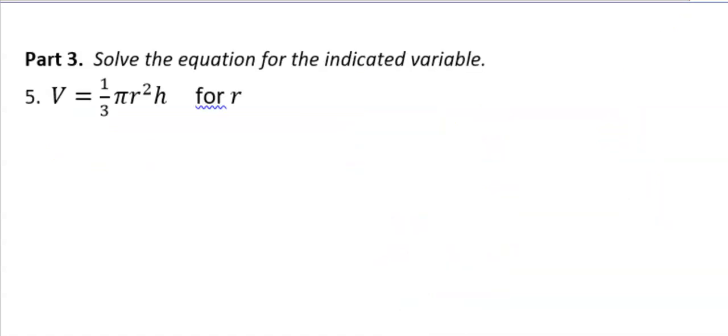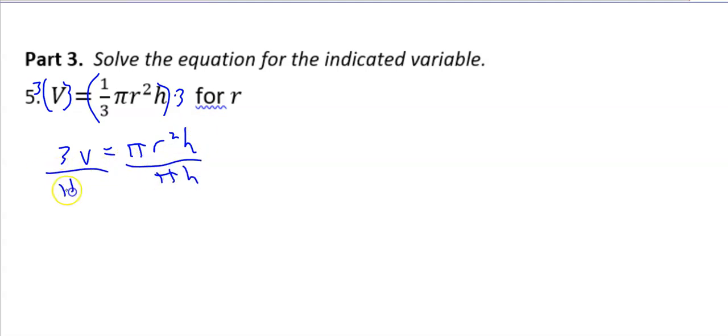Solve this one for r, it just takes a couple steps. You can do this a couple different ways. You could divide by 1/3 h. A lot of students will multiply by 3 first. It just makes sense to multiply by 3 to get rid of that fraction. So you get 3v equals pi r squared h. I guess we divide by pi h now. So you get r squared equals 3v over pi h. Don't worry about how messy it is over on the other side. We just need to solve this.